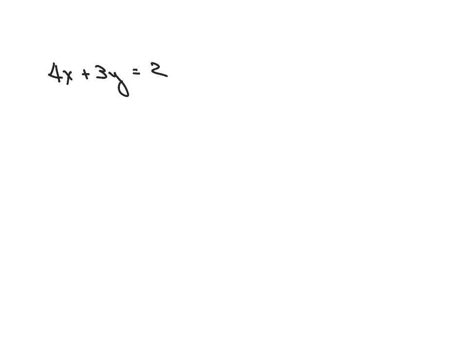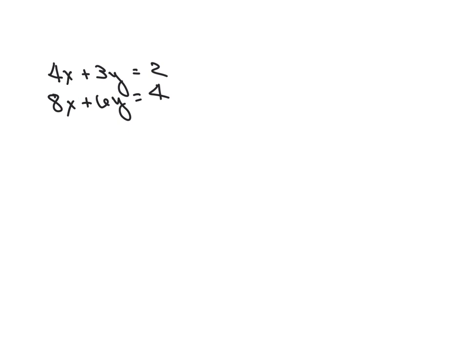Now they don't necessarily look the same, but they are the same because look what we've got here with our second equation. It's the same equation, whereas everything is multiplied by 2. Okay, so the 4 is doubled, the 3 is doubled, the 2 is doubled. So these are the same equations. They just look a little bit different.